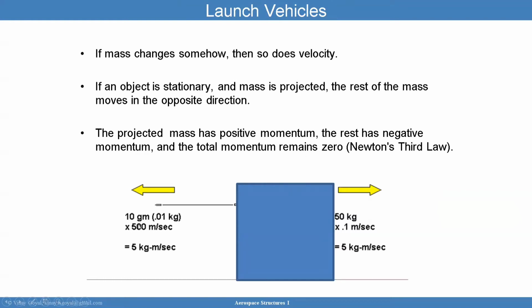You can see here that I have 10 grams times 500 meters per second, and that gives me 5 kilogram meters per second. And then in the opposite direction, I have 50 kilograms times 0.1 meter per second, which is 5 kilogram meters per second. So it's equal momentum.